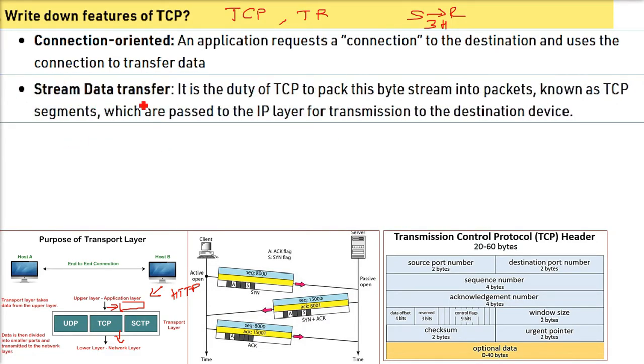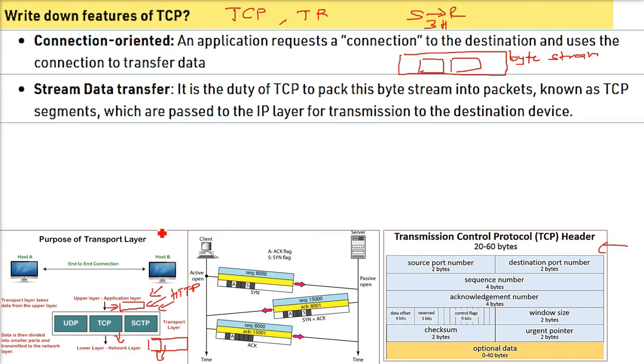Then stream data transfer. As I just suggested, TCP is byte oriented. It is the duty of TCP to pack this byte stream into packets, which are actually called TCP segments, which are passed to the network, or you can call it the IP layer, for transmission to the destination device. So TCP takes all the bytes coming from the application layer, converts them into TCP segments, adds the header, and then transfers it to the network layer. This is totally a byte stream. This is the header of TCP, and it can be 20 to 60 bytes.